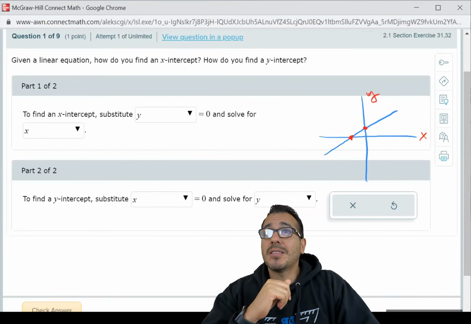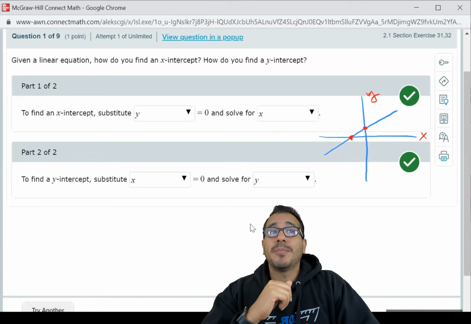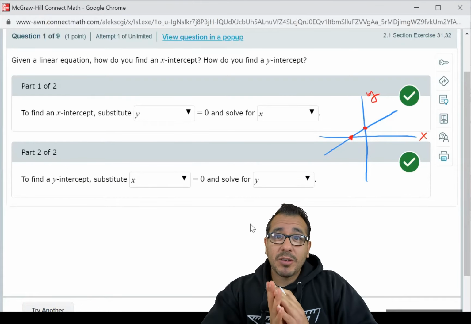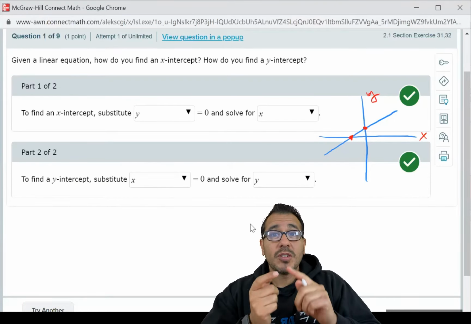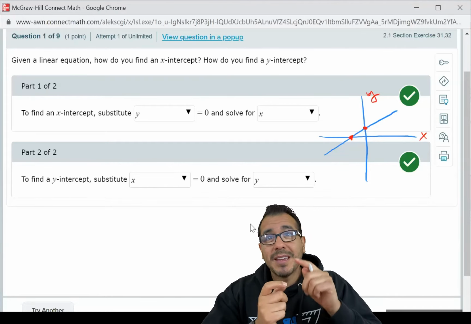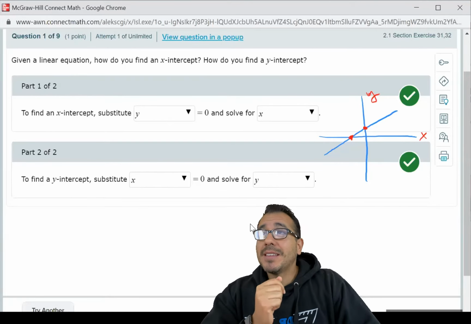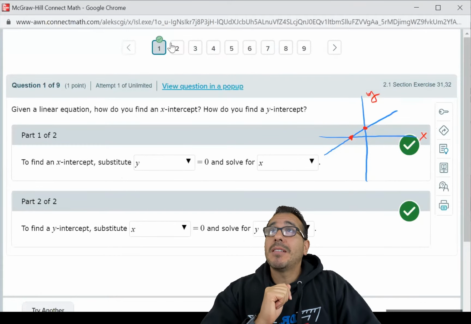So let's check our answer. Awesome. So again, to find your x-intercept, let y equal zero. To find your y-intercept, let x equal zero. It's that easy, folks. So now let's put this into practice.